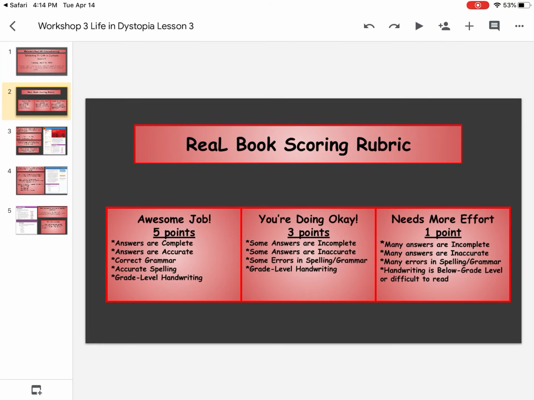You will get 1 point, which means you need to do more effort. That means many of your answers are incomplete or inaccurate. You have many errors in spelling and grammar. And again, if you're not copying it correctly from the text, you're going to lose points. And if your handwriting is below grade level or difficult to read, I'm going to have to take points off for that. So again, these 2 pages and moving forward will be worth at least 5 points. If it's different, I will let you know in the upcoming assignments.